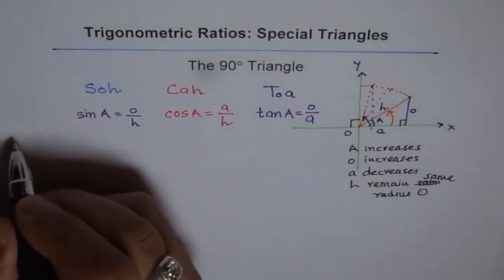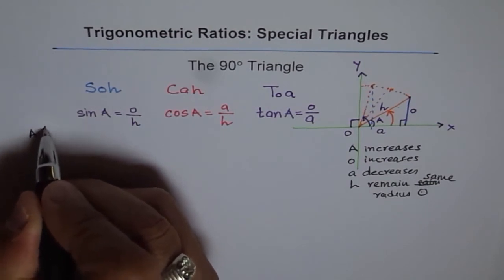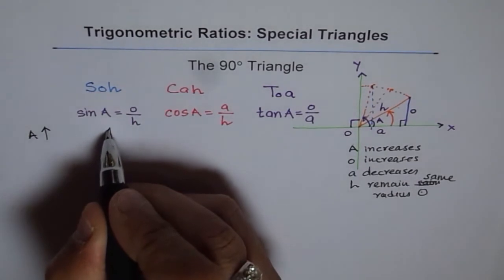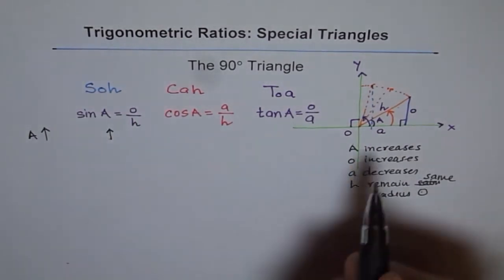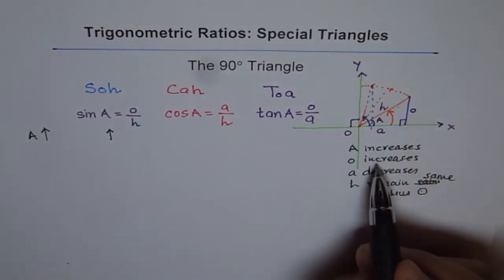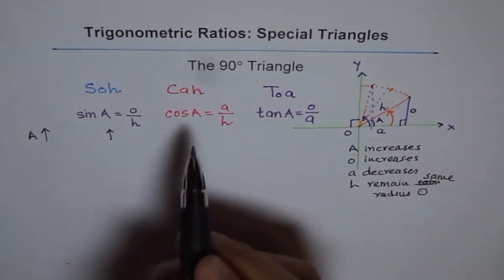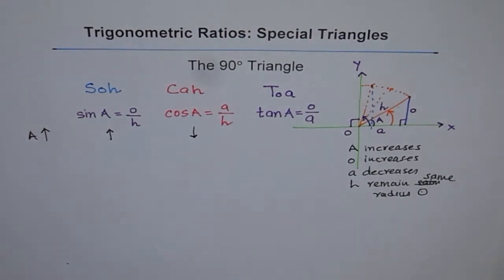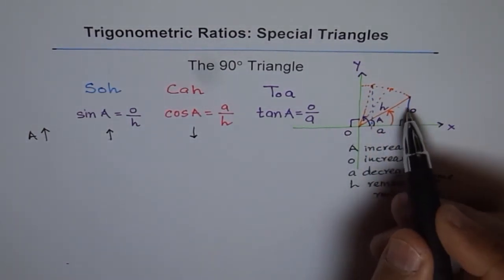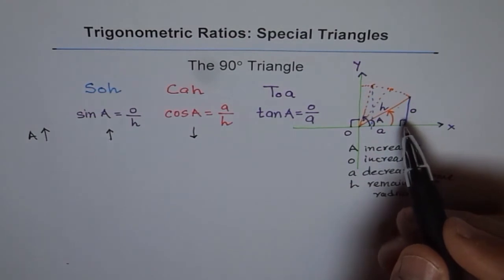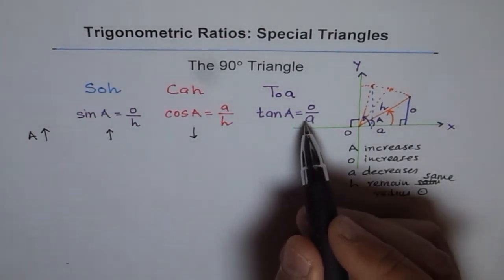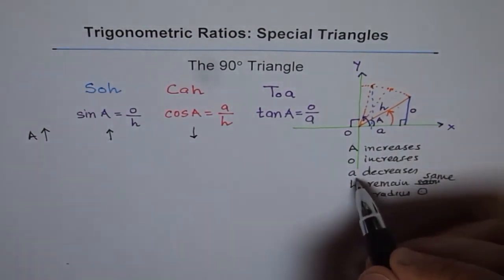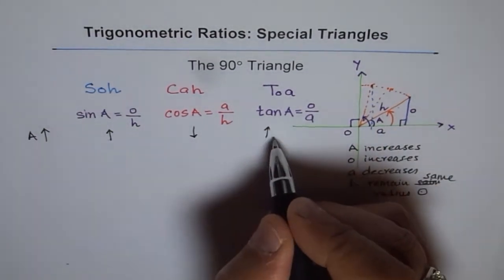So what happens when angle A is increasing? We see that sine is increasing, since the opposite side, O, is increasing, but H is the same. But how about cos? Cos will be decreasing, correct? How about tan? Tan will be increasing also, right? And tan will be increasing faster, because the opposite is increasing and the adjacent A is decreasing. So it increases much faster.